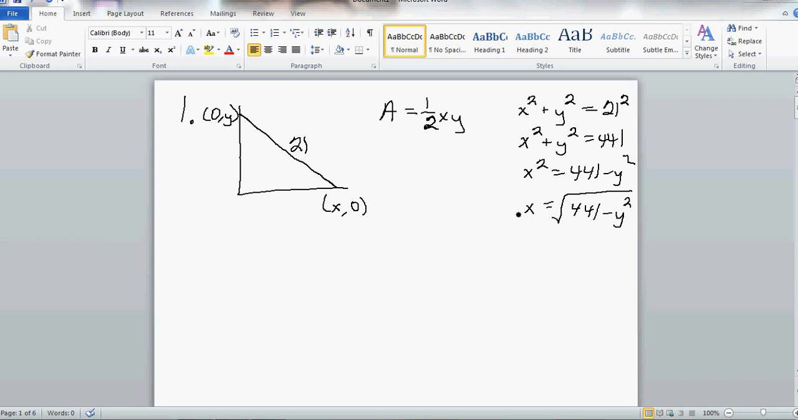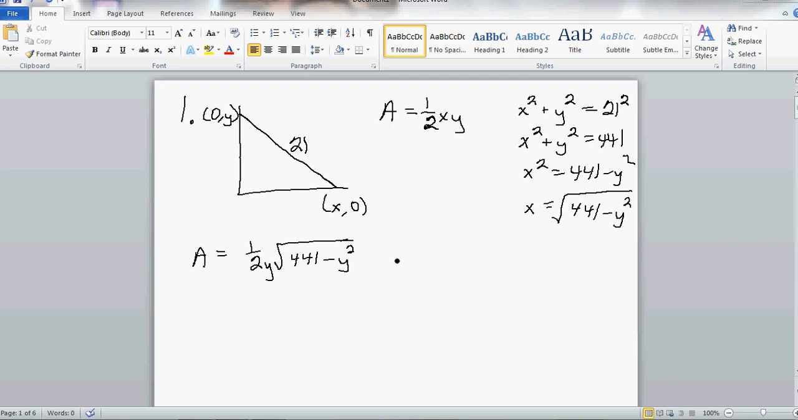So now we can take this and plug it back into this. Realize the reason we have to do this is because in order to maximize, which is what we're trying to do, we're trying to maximize the area, we need to get this down to one variable. Well, now we can do that. So we know that the area will equal 1/2, and instead of x, I'm going to put in the square root of 441 minus y squared, times y. And just to avoid confusion, I'm going to put the y out here.